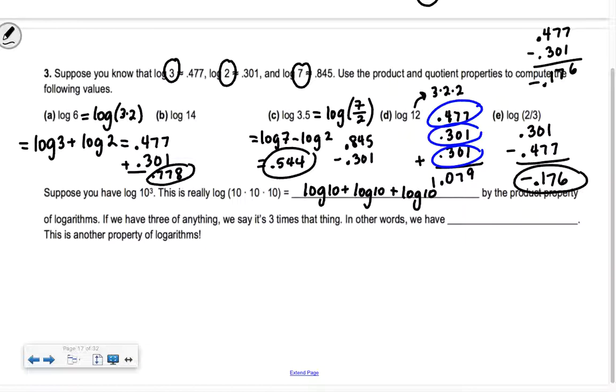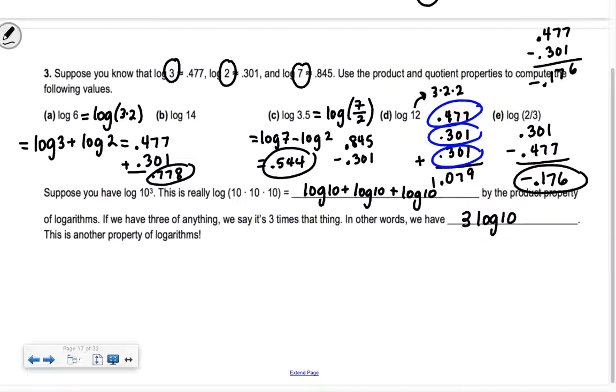So here's a new rule for logarithms. If we had log of 10 cubed, since we can break it up and say it's log of 10 plus log of 10 plus log of 10, it ends up being 3 times the log of 10. Right? Because if I have something added to itself 3 times, like x plus x plus x, would be 3x. So we have 3 times log of 10.